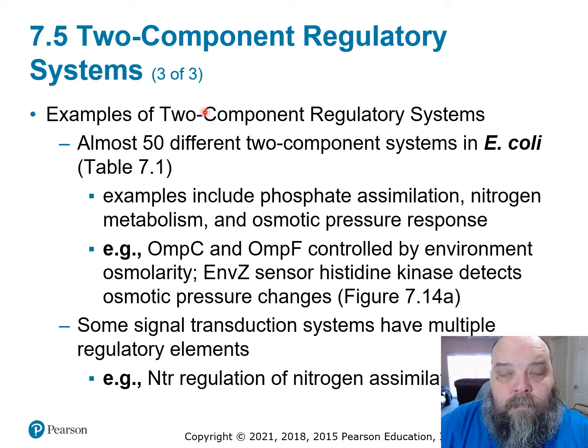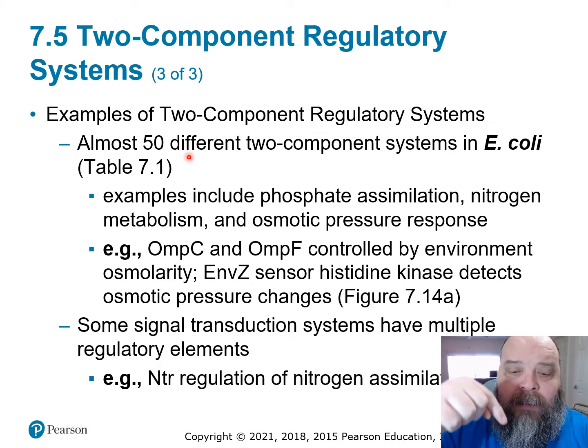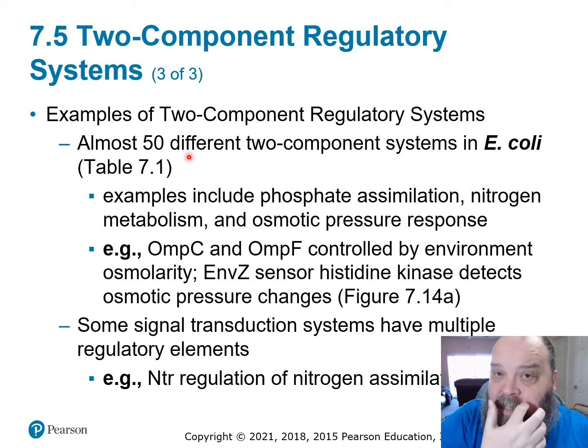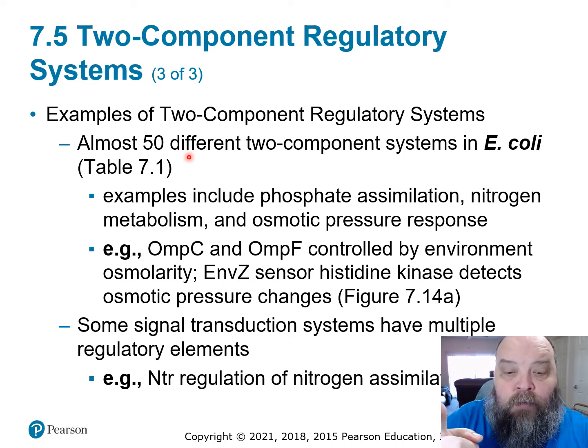As of right now, best I can tell in the textbook and in the primary literature, there are about 50 different two-component systems in E. coli alone. So that means there are 50 different mechanisms for E. coli to upregulate or downregulate gene expression and metabolic activity in response to extracellular stimuli, extracellular signals.